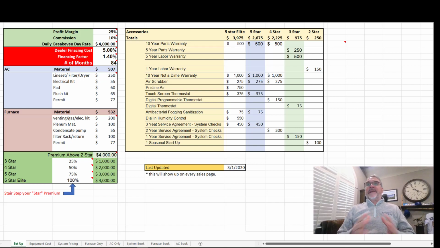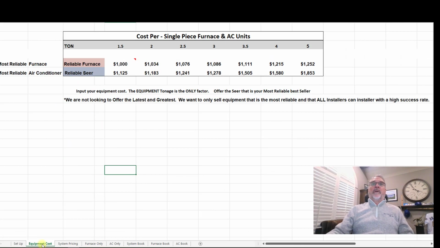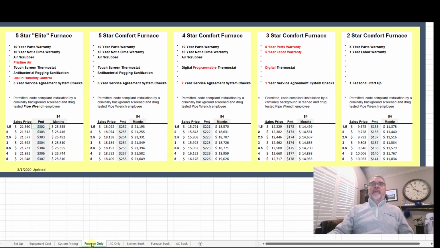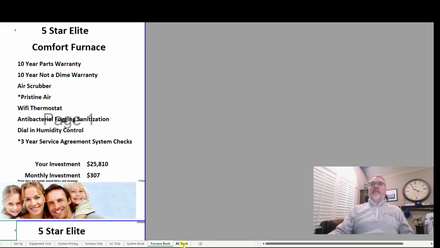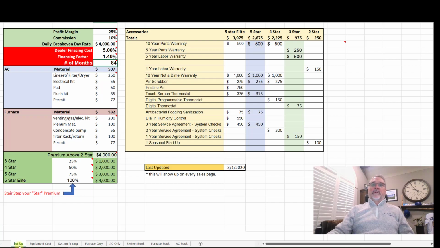Here is the HVAC replacement sales process or sales presentation card that we have. We also have the books and the presentation card, and I'll get into both of those. But this is the setup page, and you'll see the tabs down there. We have the setup, the equipment cost, the system pricing cards, and then the books, the furnace books and the AC books. So depending on what the customer wants, we have everything. But here's the setup page.